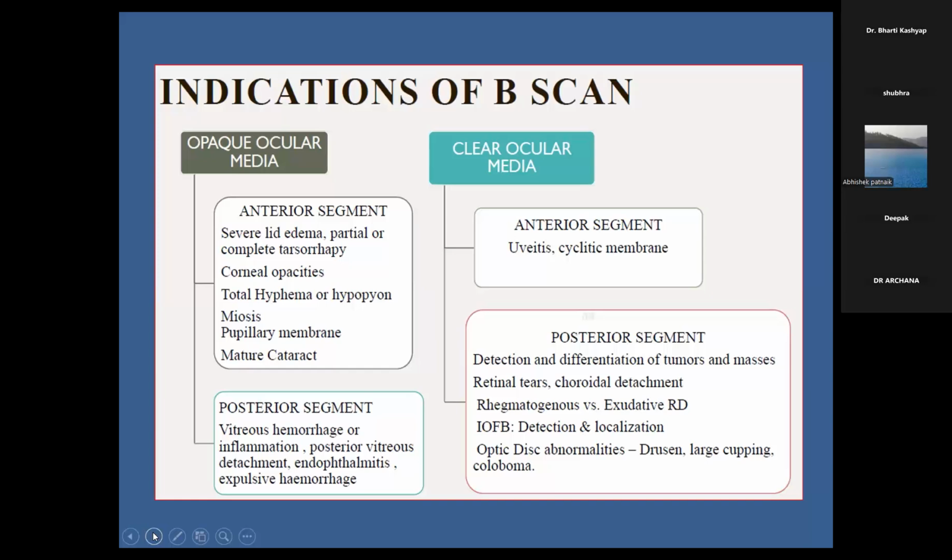Whenever there is clear media, like in anterior segment uveitis or cyclitic membrane, then this helps us to distinguish whether the opacities present in the vitreous cavity are actually due to any kind of vitreous inflammation or any vitreous hemorrhage. So this scan comes into play here.